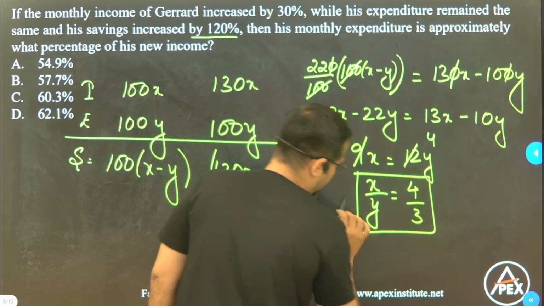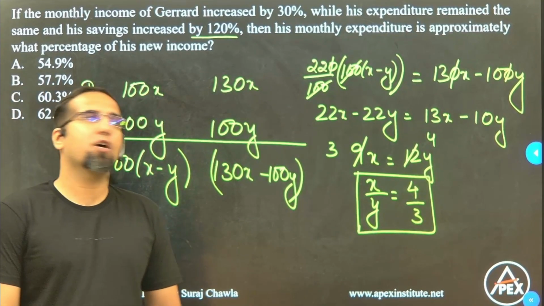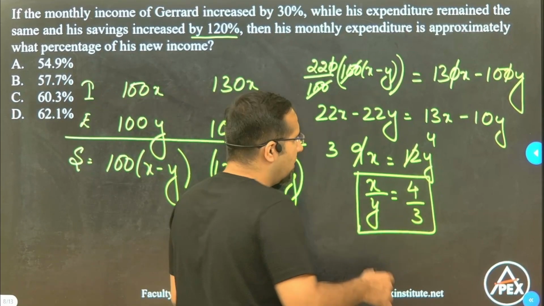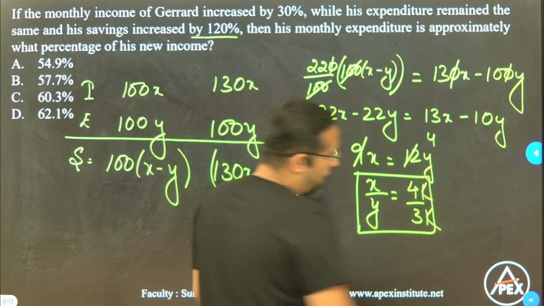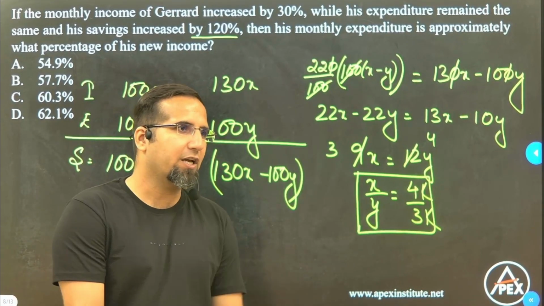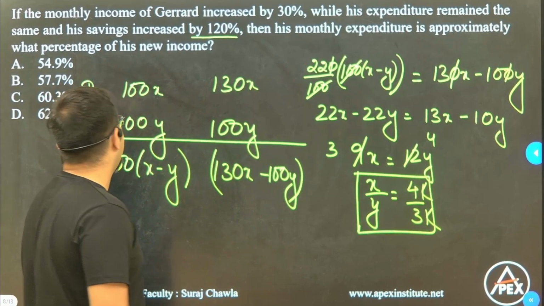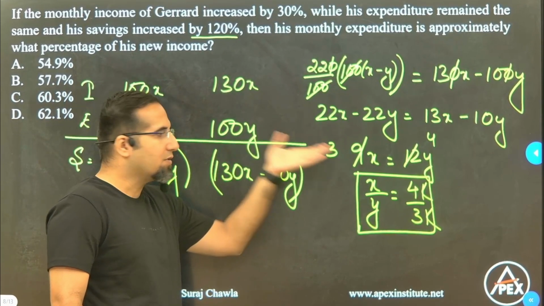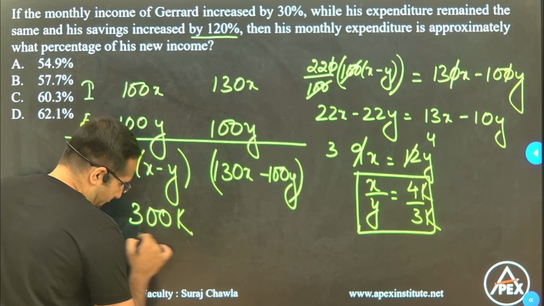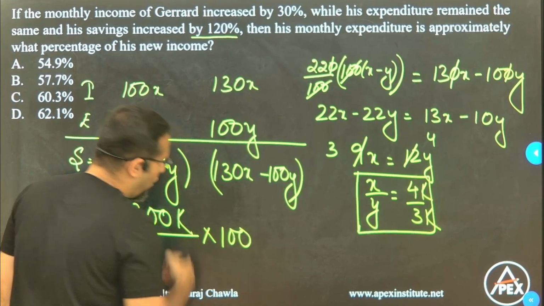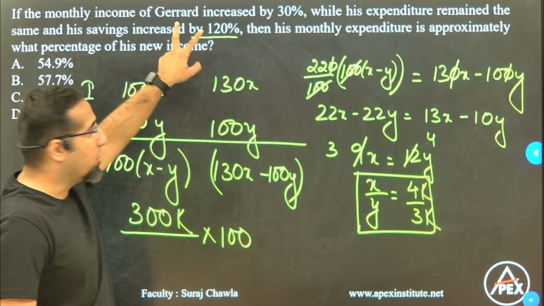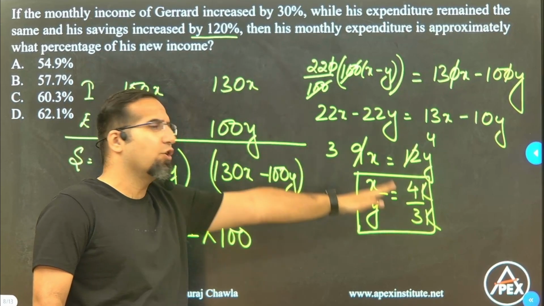हमको ये इंफॉर्मेशन मिला. अब हमसे क्या पूछा गया है? His monthly expenditure. जब हमको रेशियो 4:3 का मिल गया, so as per the concepts of ratios, let me assume x is equal to 4k and y is equal to 3k. ठीक है, तो अब हमसे पूछा जा रहा है मंथली एक्सपेंडिचर है 100y, दैट इज 100 इंटू 3k. So monthly expenditure is 300k. Is what percentage of, of what percentage of new income? New income is 130x, that is 130 into 4.